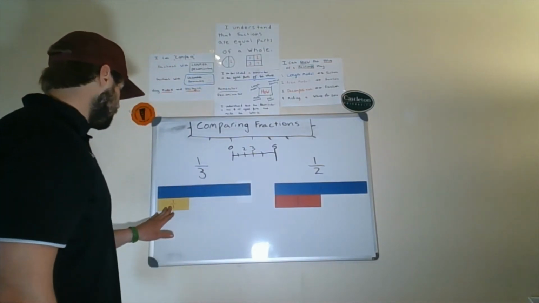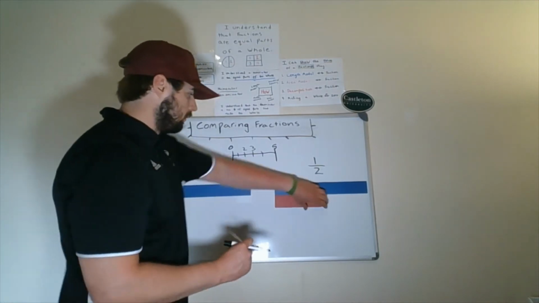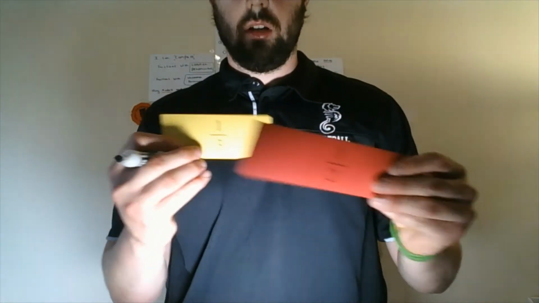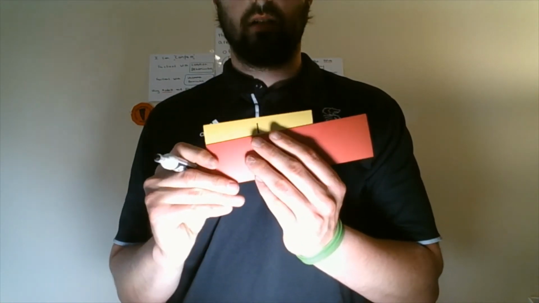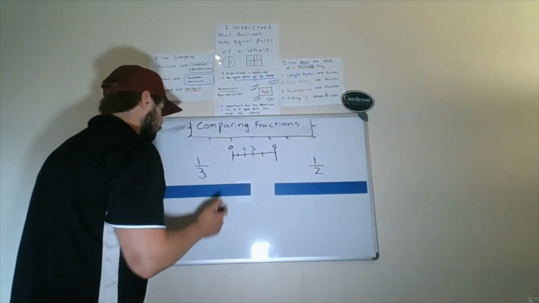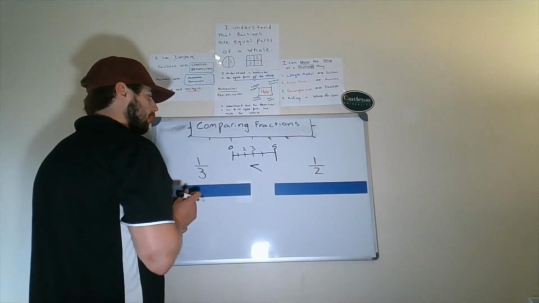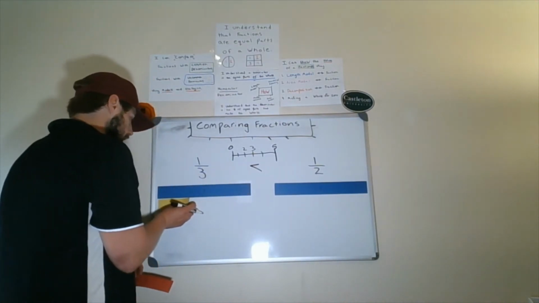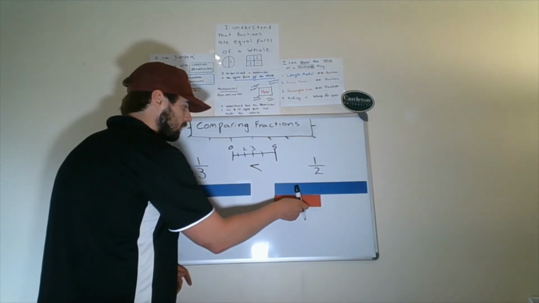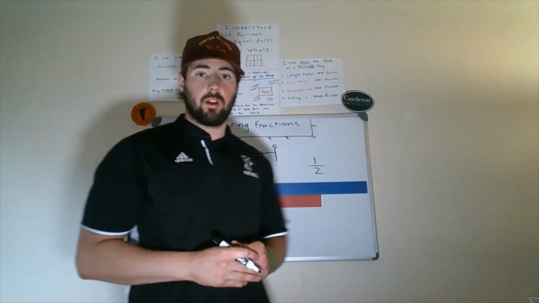But, as we mentioned, when we have more parts that make the whole, the parts get smaller. The parts get smaller. Holy moly. The parts get smaller. 1/3 is less than 1/2. 1/2 is greater than 1/3. When the number of parts that make the whole is larger, it makes the parts smaller.